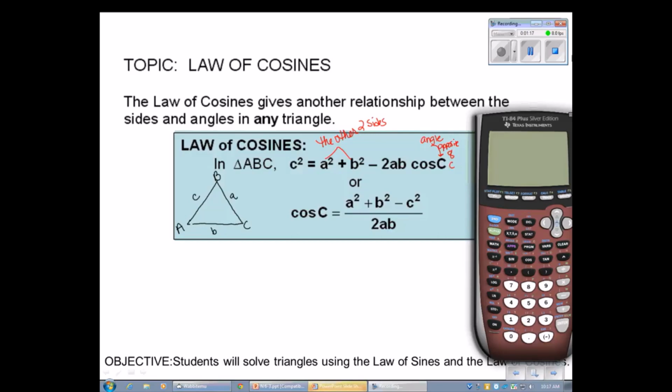Similarly, with the second version of the law of cosines, where you could find a measure of an angle, notice it's cosine C equals a squared plus b squared, so that's your other 2 sides. Little c is corresponding to the side across from angle C.